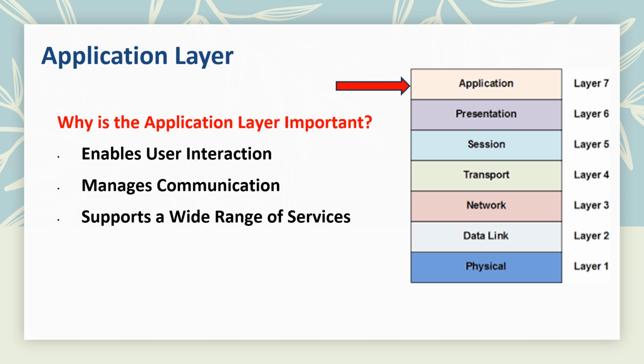The application layer is important because it is the layer users interact with, allowing them to access services like the web, email, and file sharing. It ensures that requests from applications are sent and received properly across the network. It supports many protocols and services, enabling everything from web browsing to database access.